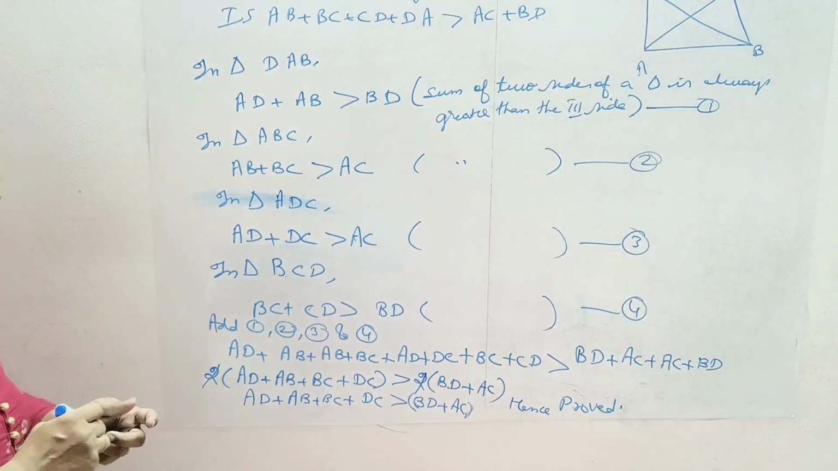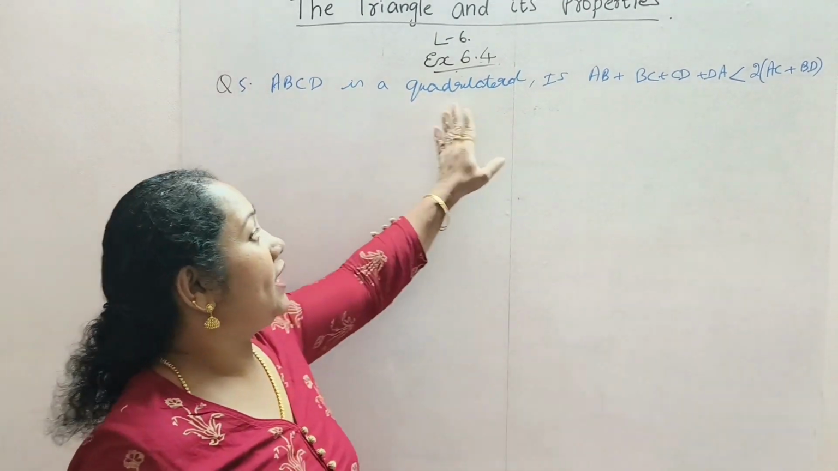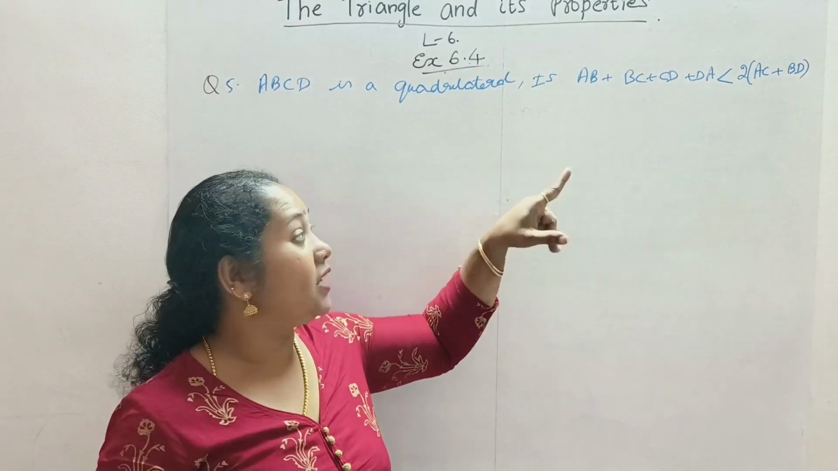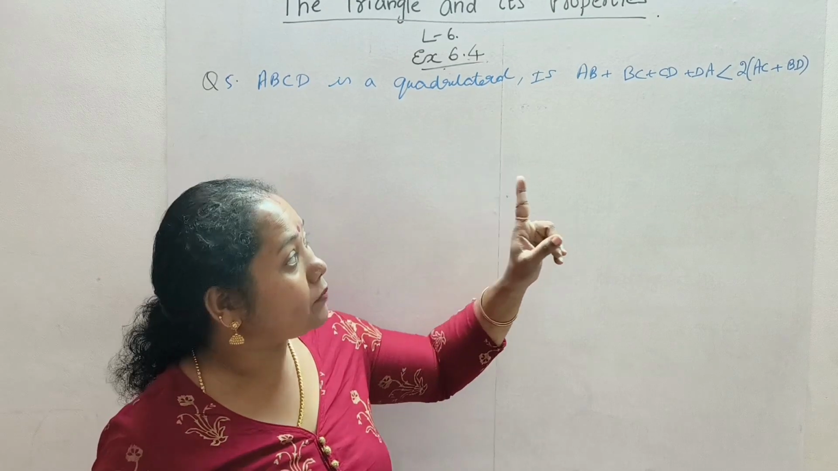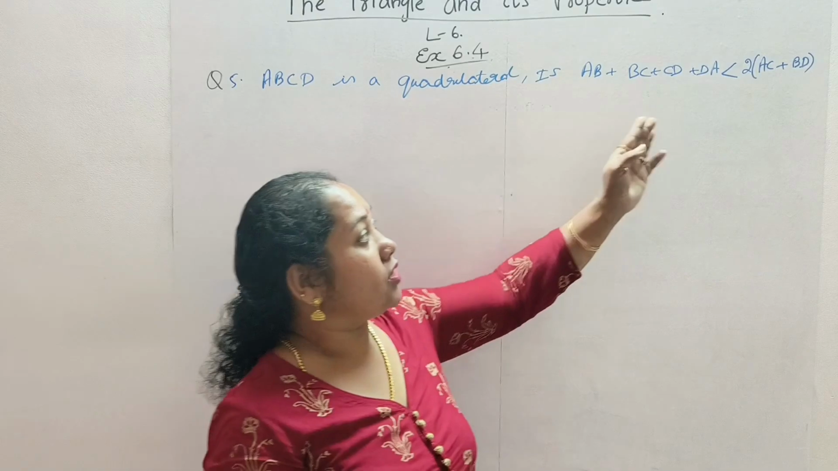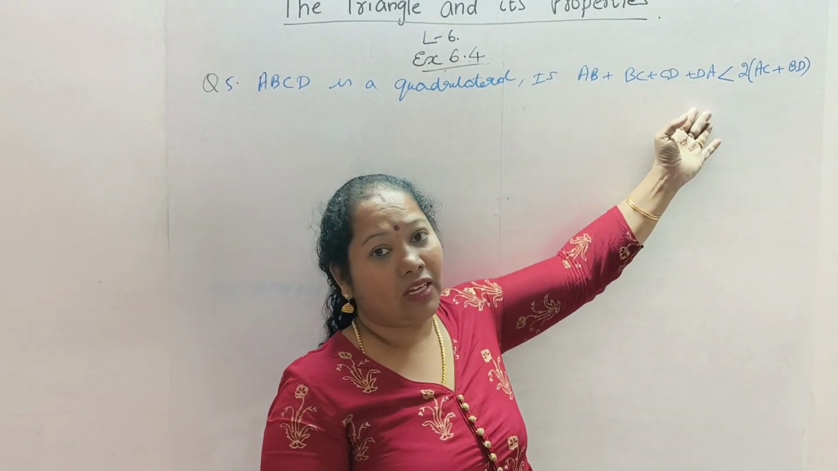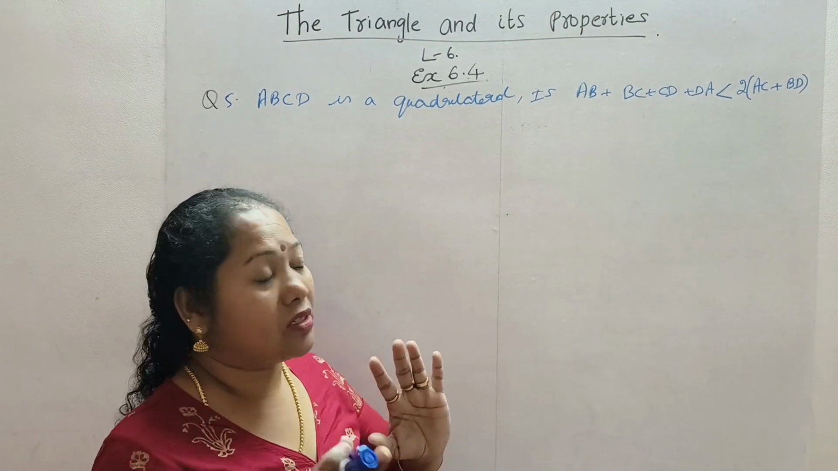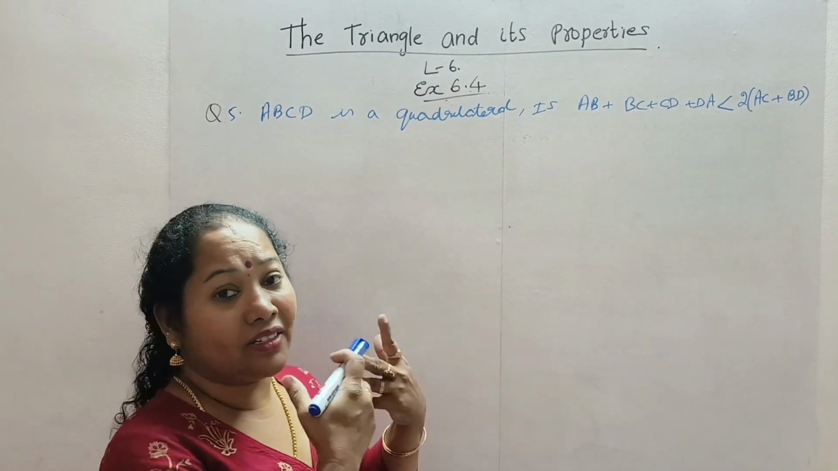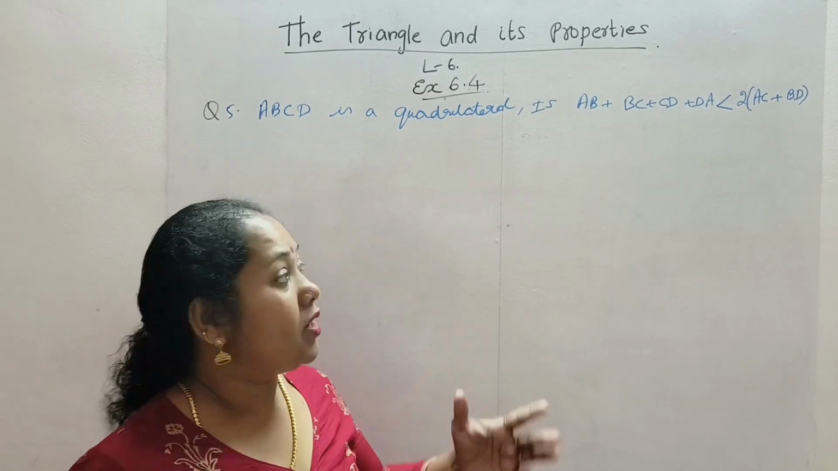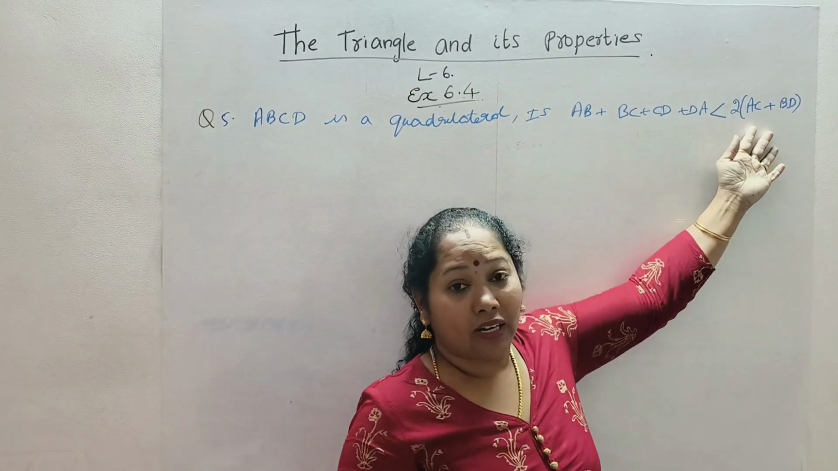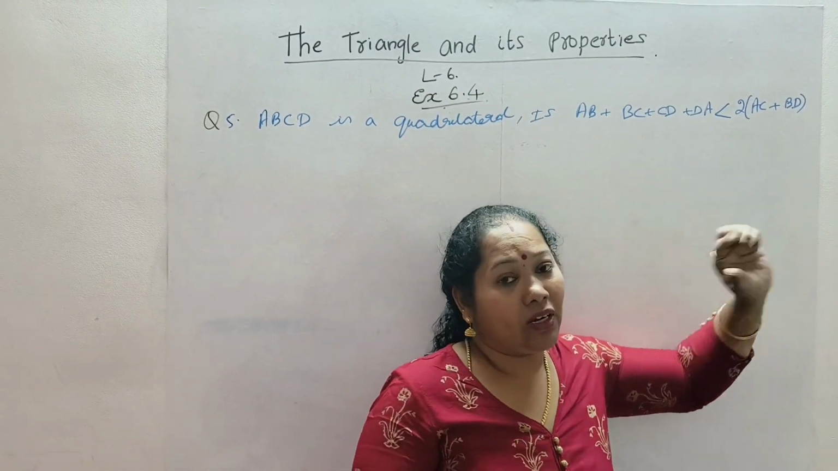Okay, right. Question number 5. ABCD is a quadrilateral. Prove that AB plus BC plus CD plus DA is less than 2 times AC plus BD. In the previous question it was greater than, but here it is less than, so there will be some difference. Previously we could use the sum of two sides of a triangle being greater than the third side using the diagonal. But here there is some twist. So according to the right hand side, we have to change the method.